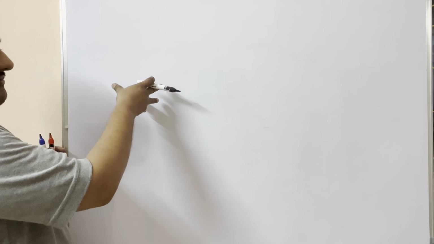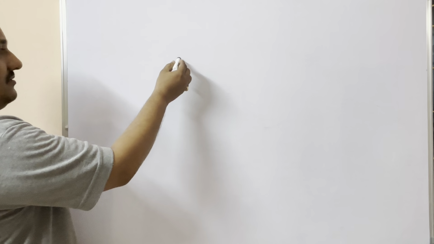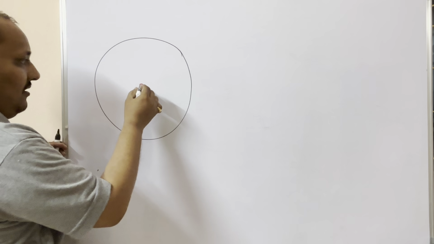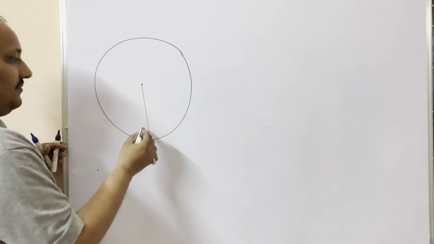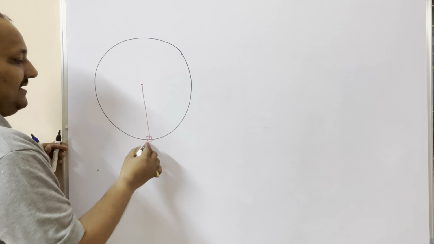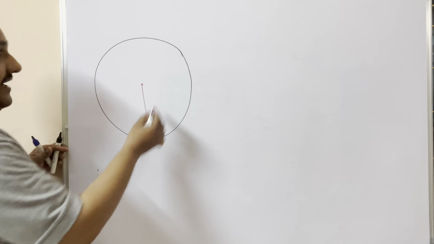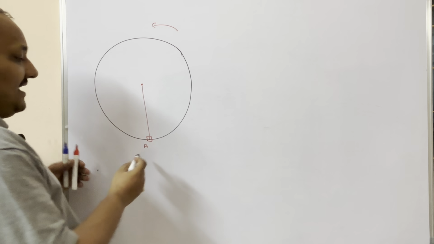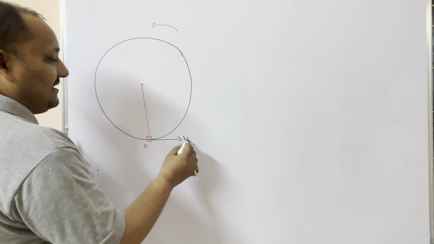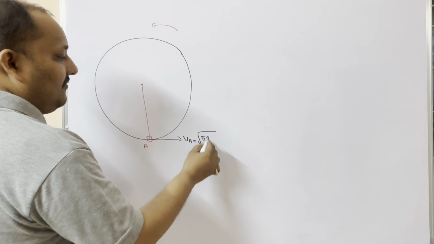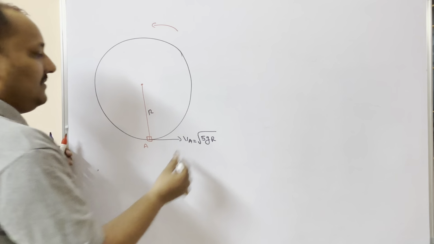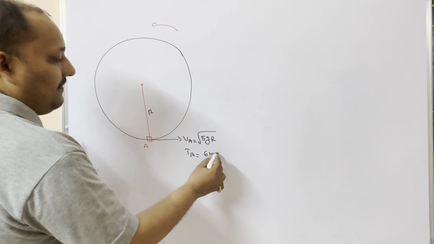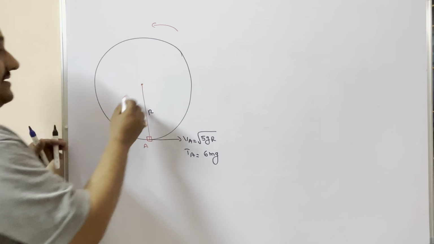We were discussing vertical circular motion, so we will see finally how they may give. The object is at A. If it is rotating in a clockwise or anti-clockwise direction, the velocity at this point A, as we already discussed, is root 5gr. Tension at A, TA, how much did we get? 6 mg.